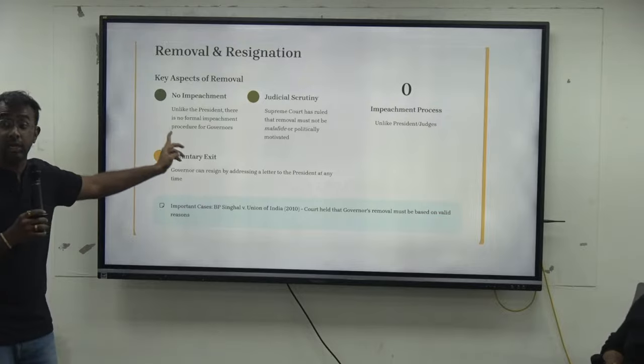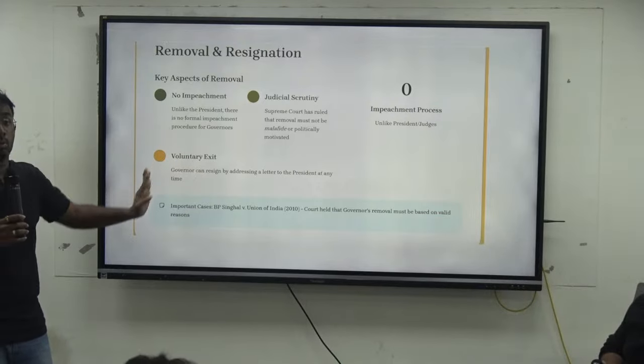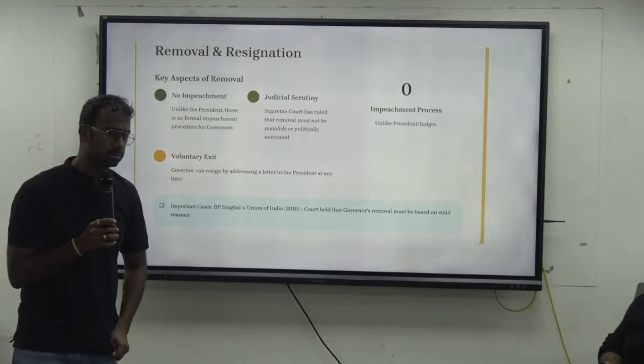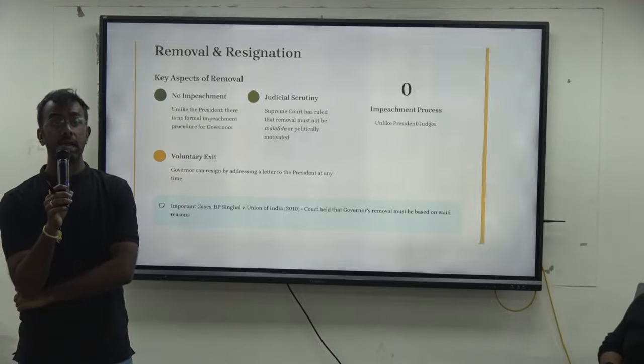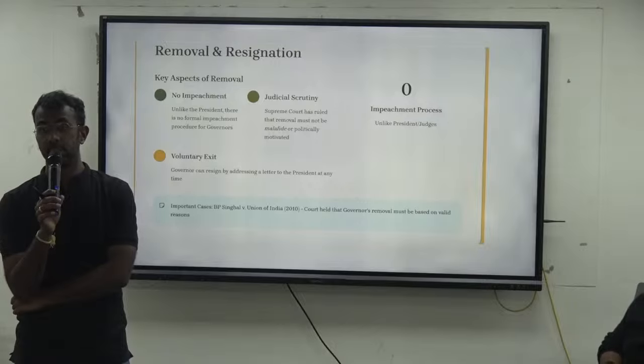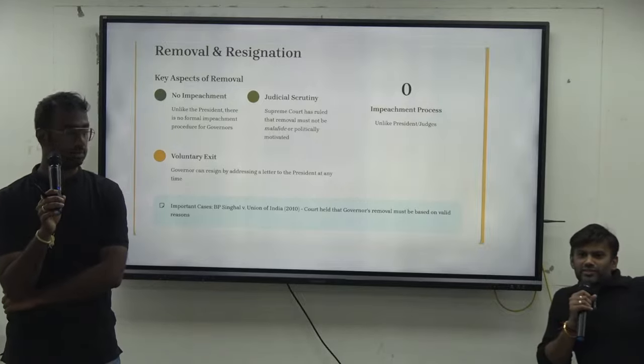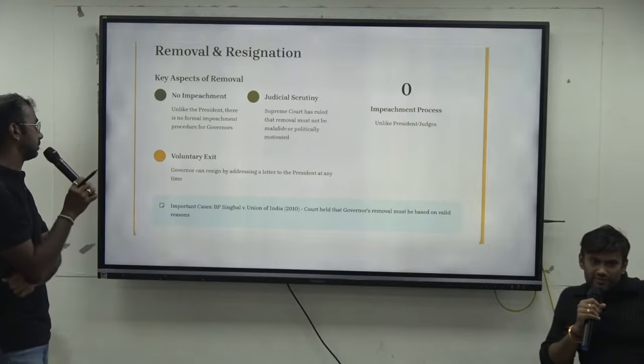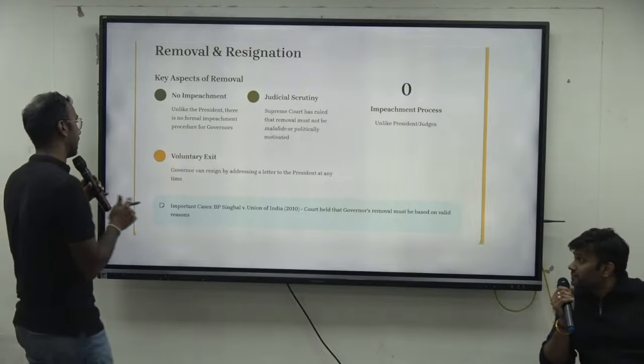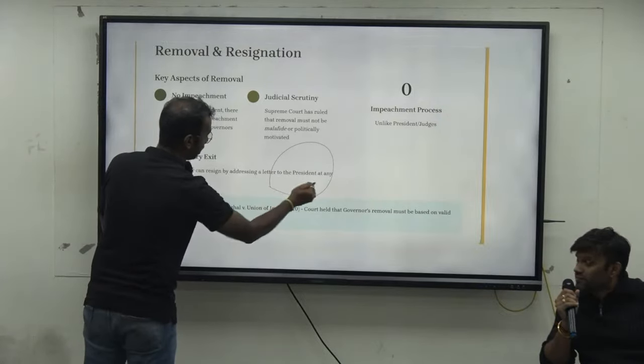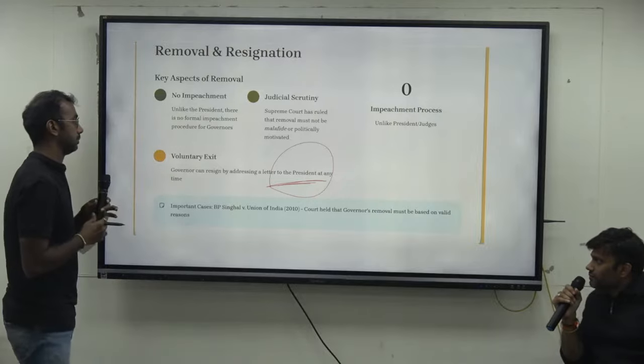Again, is there anything related to impeachment of the governor? What is the condition for removal of the governor? There are no grounds mentioned in the constitution. And if the governor has to resign, he has to send a letter to the President of India.